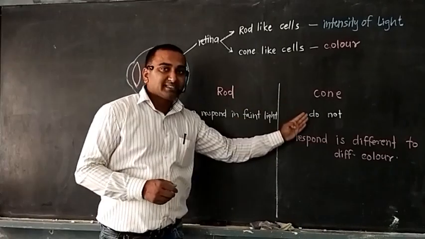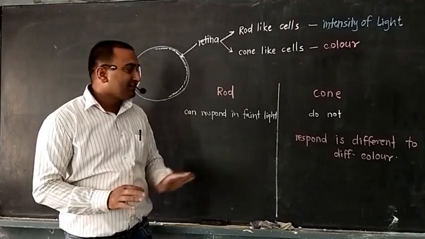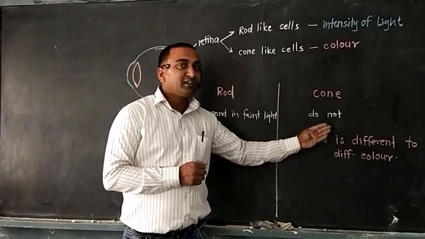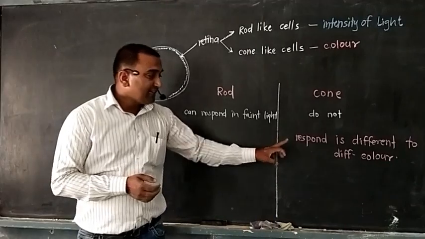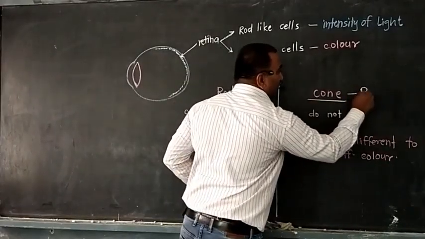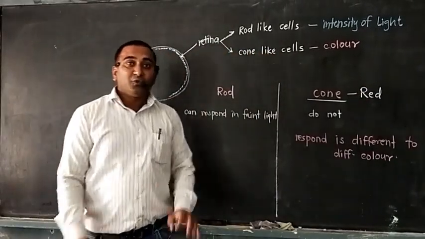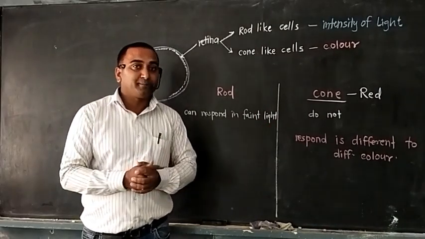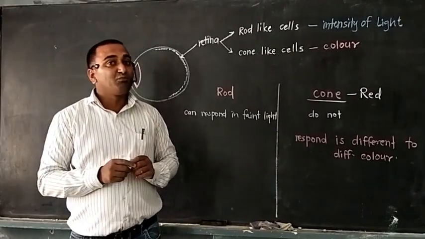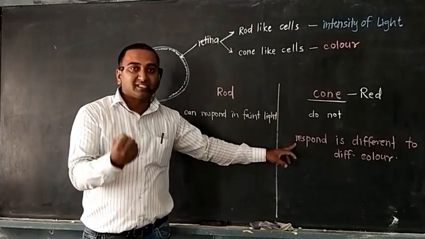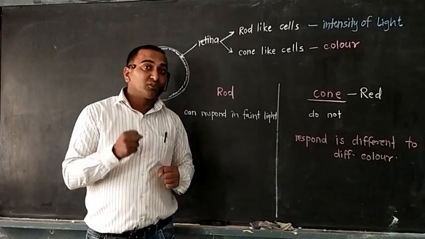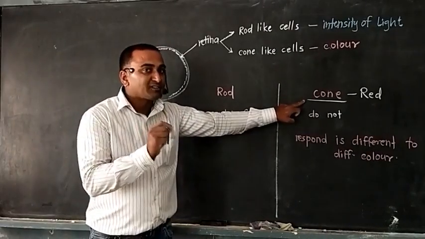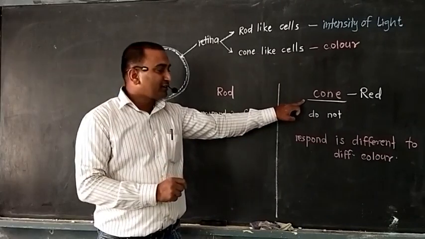So cone like cells do not respond well in faint light; they respond only in bright light. Again, cone cells respond differently to different colors, and they are most sensitive to the red color, so we can spot red easily among all the colors. As I explained in the video, red light travels a long distance without much deviation, and the cells in the eye are most sensitive to red, so danger signs should use red color, because we can spot it from a long distance.